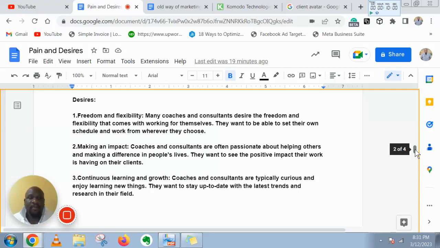Freedom and flexibility desires. Many coaches and consultants desire the freedom and flexibility that comes with working for themselves. They want to be able to set their own schedule and work from wherever they want. This is so true. Guys, this is so important because we all desire freedom and flexibility, and coaches and consultants. This sort of goes back to time management. Them having more freedom, or most niches really having more freedom to do what they want to do. So if you can help someone free up time, help them in the systemization and automation process, this is really, really valuable.